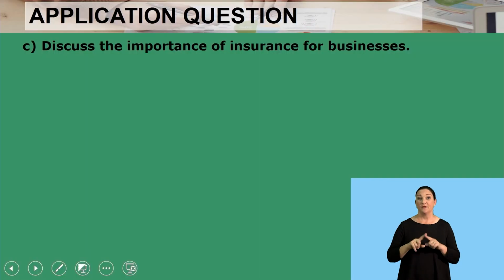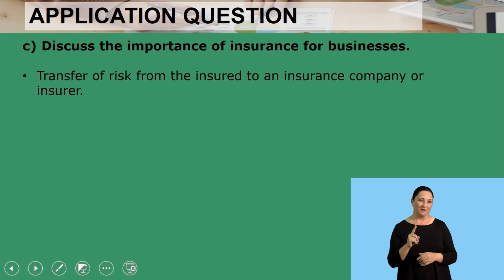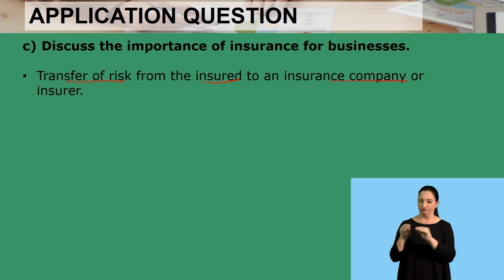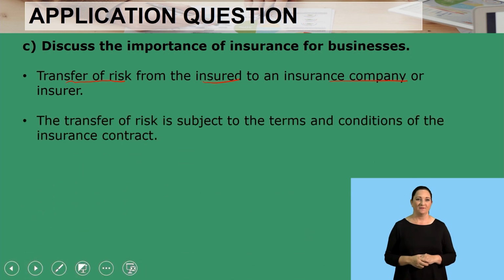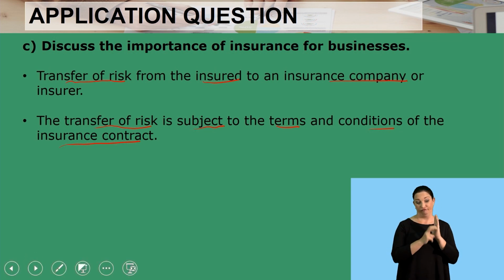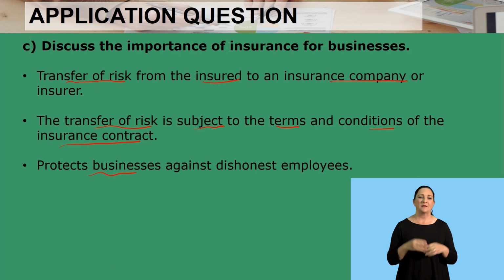So those cannot be insured for. Then discuss the importance of insurance. What are the advantages of insurance? The advantages are that insurance would give the business transfer of risk from the insured to the insurance company, to say whatever risk is no longer our accountability, but the insurance company can take care of it. The transfer of risk is subject to the terms and conditions of the insurance contract, which would be your principles of insurance. Then it protects the business against dishonest employees who might steal from the business, for instance.